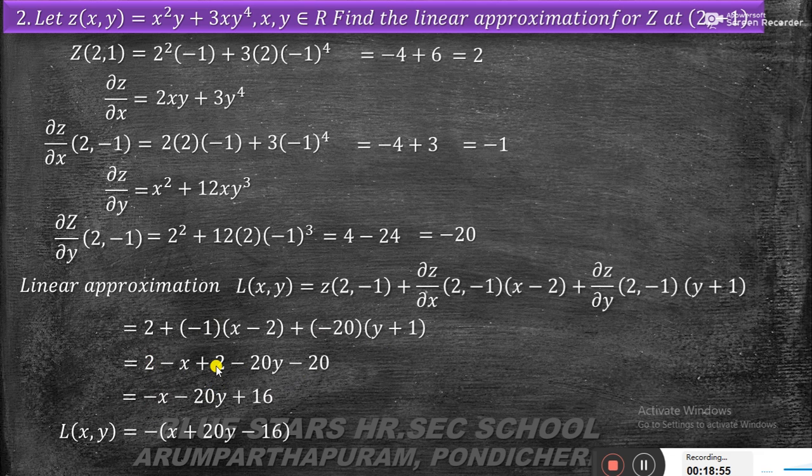So plus 2 plus 2 is 4, 4 minus 20 is minus 16. So you see all the terms here also have minus 16 coming. So minus x minus 20y minus 16. So I take the minus sign outside: minus of x plus 20y plus 16, plus 16 will come here. Therefore the linear approximation equals minus of x plus 20y plus 16. This is the answer for the above function.